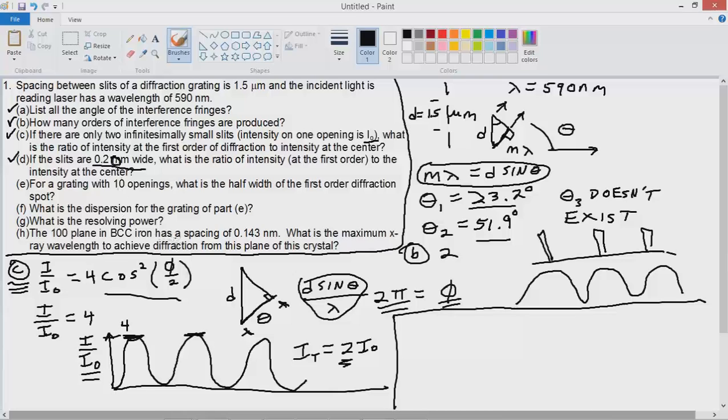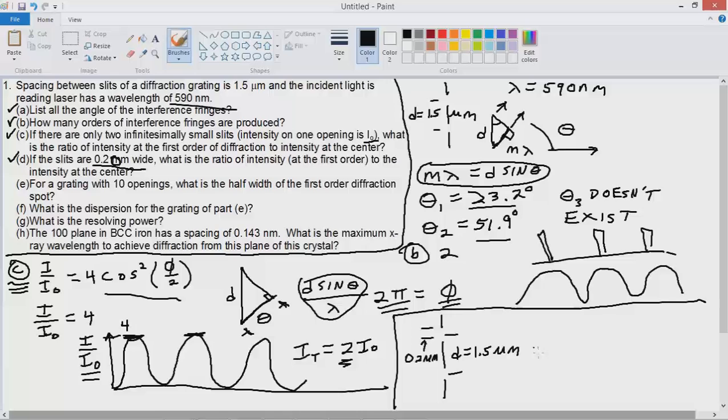No, it's not nanometers, it's micrometers. That is supposed to be 0.2 of a micrometer. So you have two openings, like so, and this is 0.2. And the spacing is still 1.5 micrometers, and the wavelength of light hasn't changed. Okay.